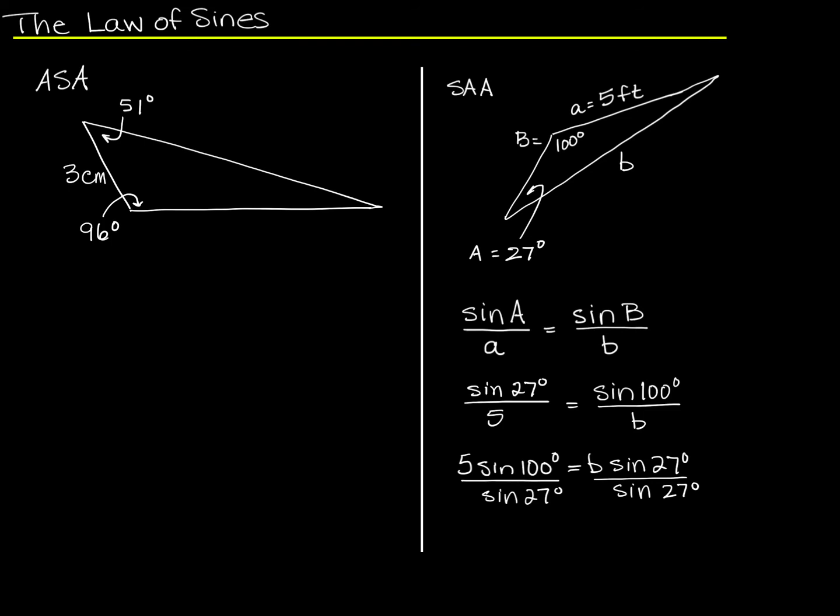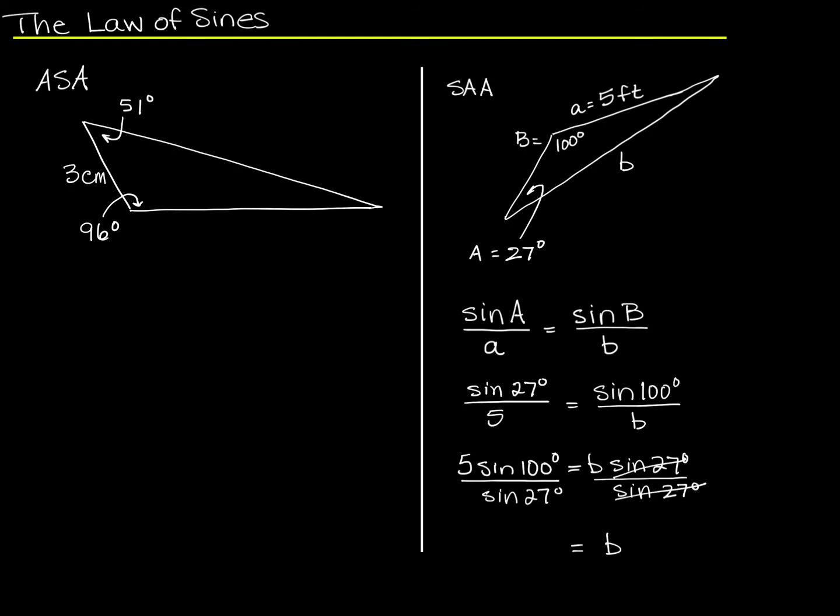So I'm leaving them in that form until the last minute, because it's only then that I'll need to put them into a calculator and get a decimal. The calculator will keep the decimal as accurate as possible for the longest amount of time, leaving me with the most accurate answer. So what I have here is that b is equal to 5 times the sine of 100 degrees divided by the sine of 27 degrees. And the rest is calculator work.